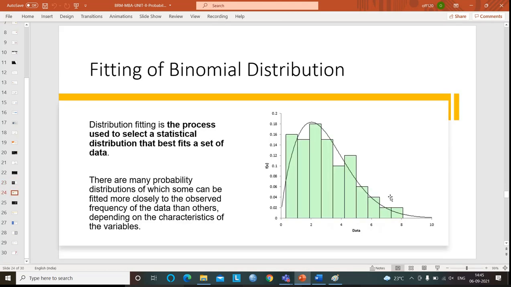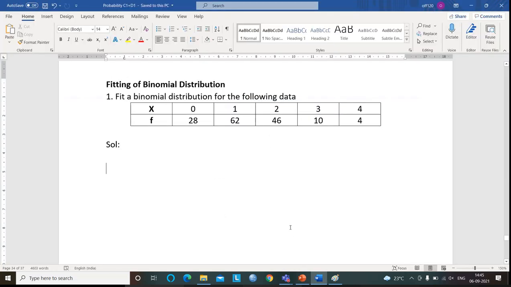Some information will be given to us: x values and frequency values. We have solved some problems like this. What does zero mention over here? Zero means out of four trials, let us suppose four coins are tossed, there are no heads. How many times did they get no heads? That is 28. Only one head, 62. Two heads, 46. Three heads, 10 times. Four heads, only 4 times out of 150 trials.